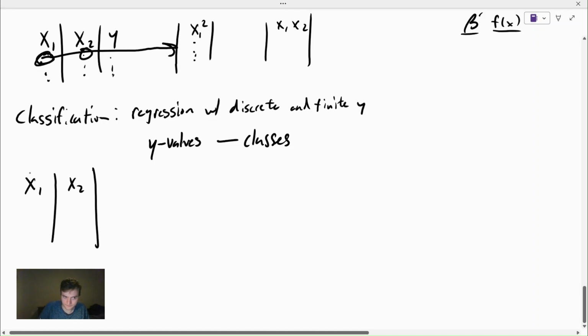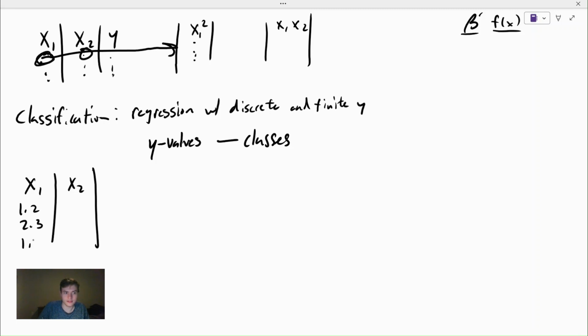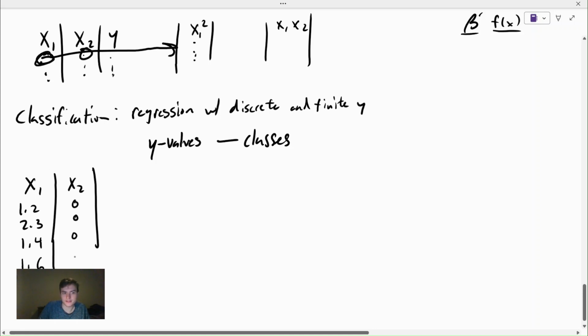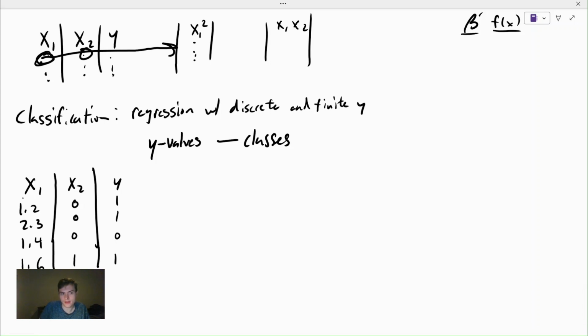X1 is continuous, let's say, 1.2, 2.3, 1.4, 1.6. X2 could be binary, like 0001, and our Y could be binary as well, like 1101. So now we want to predict, given an x1, x2, is Y going to be class 0 or class 1? So it's like we have two categories of data points.